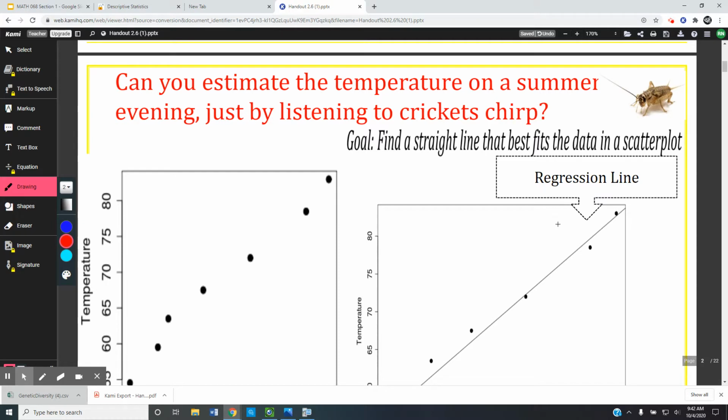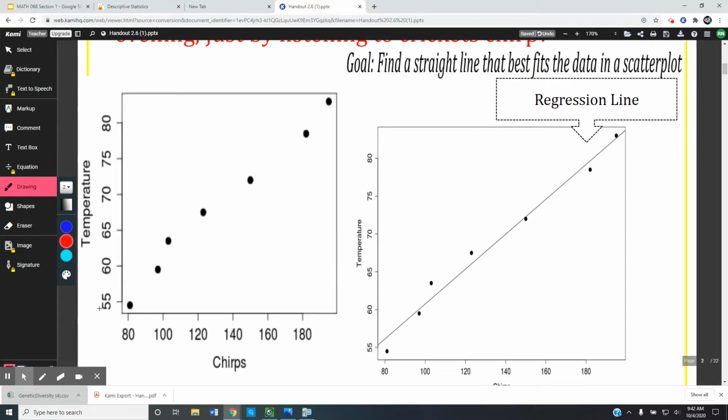Can you estimate the temperature on a summer evening just by listening to crickets? Find a straight line that best fits the data in a scatter plot. Well, if this is the data here, and the number of chirps is the explanatory variable, and the temperature is the y, or the response, it looks pretty close that it forms a very nice linear equation, or a linear prediction, if you will. And if we put in this line, what we're referring to as a regression line, we can make predictions based on this. Something to note is there are no data points on the line that we create.